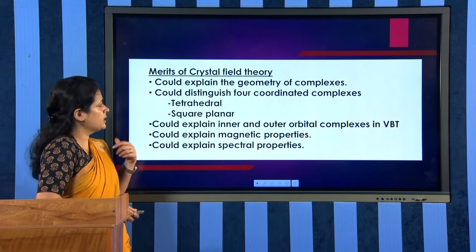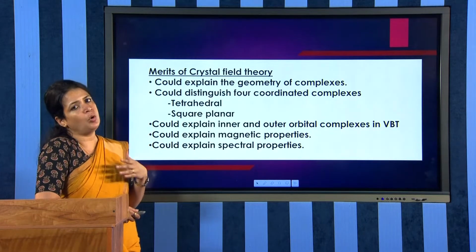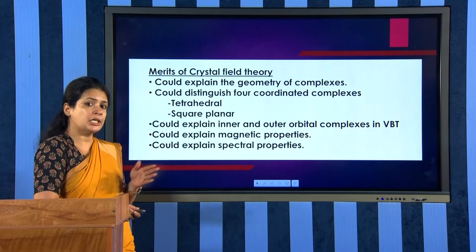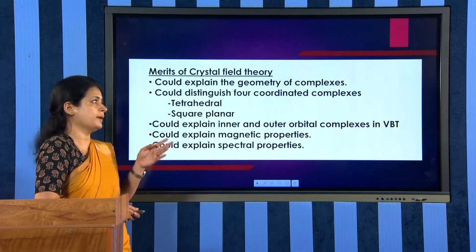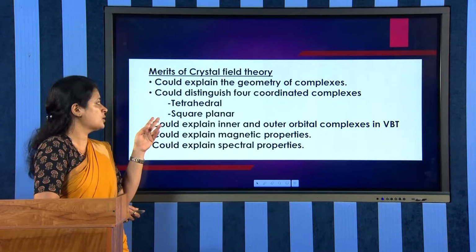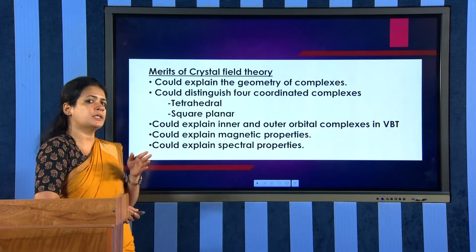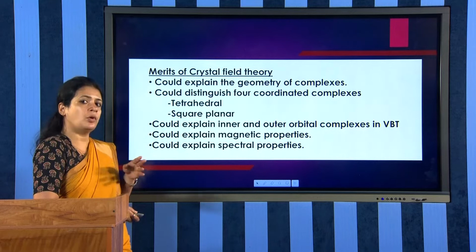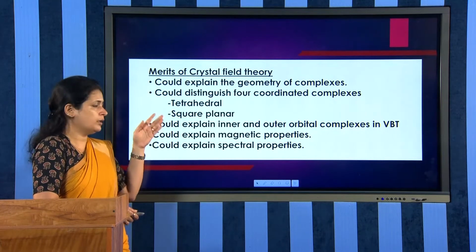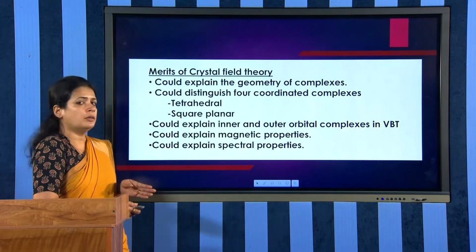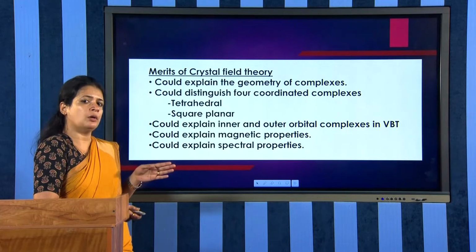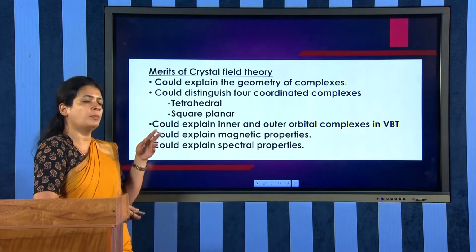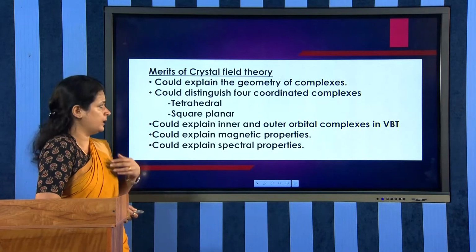The second one is that when we are considering the four coordinated complexes, it could distinguish two types of four coordinated complexes, that is tetrahedral and square planar. Whether a complex forms a tetrahedral geometry or a square planar geometry, that type of distinction between the four coordinated complexes could be given by the crystal field theory.